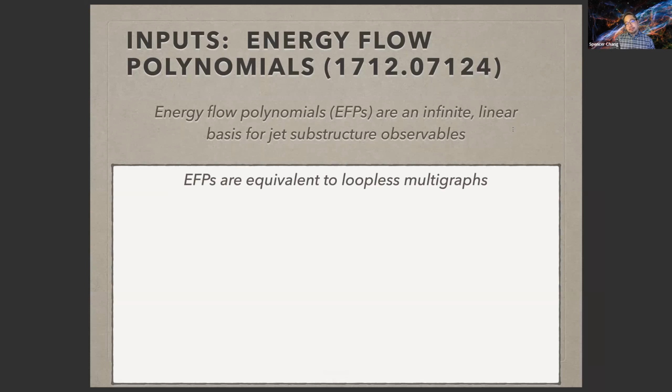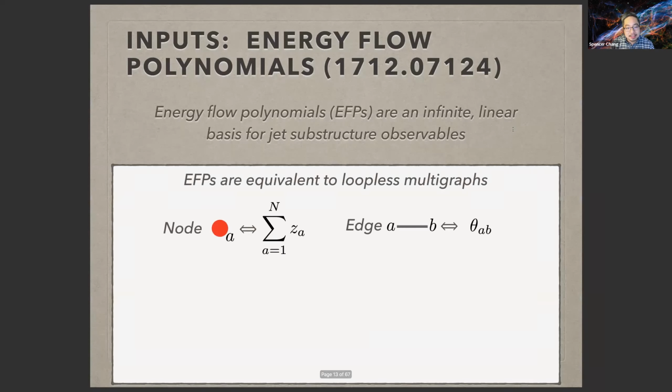You can more naturally express them as graphs. You take a graph that has no loops in it. A graph has vertices or nodes. If you label this node A, you're going to attribute a sum to it. I'll come back to what this is. Then there are edges between nodes. This edge connects node A to node B, and for each edge you put in an angle variable between A and B. This is a sum over all of the constituents in the jet.